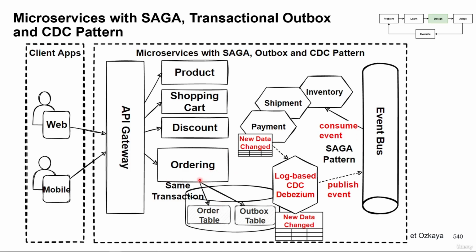As you can see, we have applied the transactional outbox pattern here, and after that we will perform change data capture, and this will avoid the dual write problem. After that this will publish events automatically to the event bus, and these events will be consumed by the fulfillment microservices, which will be the implementation of the SAGA pattern, and we will combine these SAGA, Outbox, and change data capture patterns. So let me explain from the beginning.